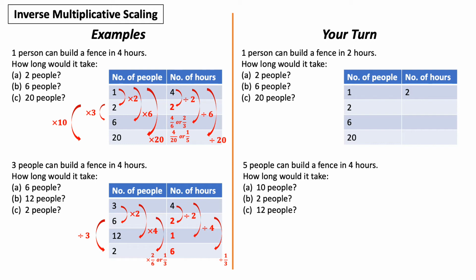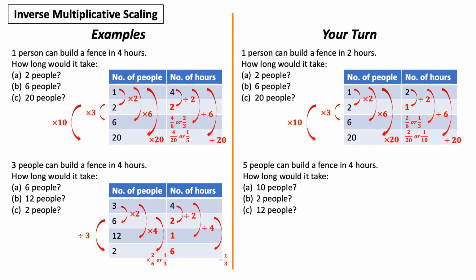So press pause now and have a go at those 2, using exactly the same technique I've just talked through. Okay, so let's look at the first your turn then. I gave you the table here to start you off, and then here is the answer. I answered it in exactly the same way as I did with the example directly opposite it. So I have got 2 hours, 1 hour, a third of an hour and a tenth of an hour respectively for 2, 6 and 20 people.